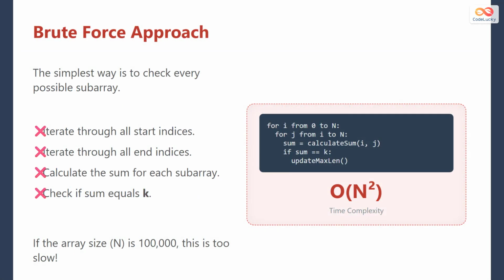A common first thought is the brute force approach. This involves checking every single possible subarray. You would use nested loops, one to mark the start and one to mark the end of the subarray. Then you calculate the sum for each. While this works, it has a time complexity of O of n squared. For large inputs, like 100,000 elements, this approach will be too slow and likely result in a time limit exceeded error.